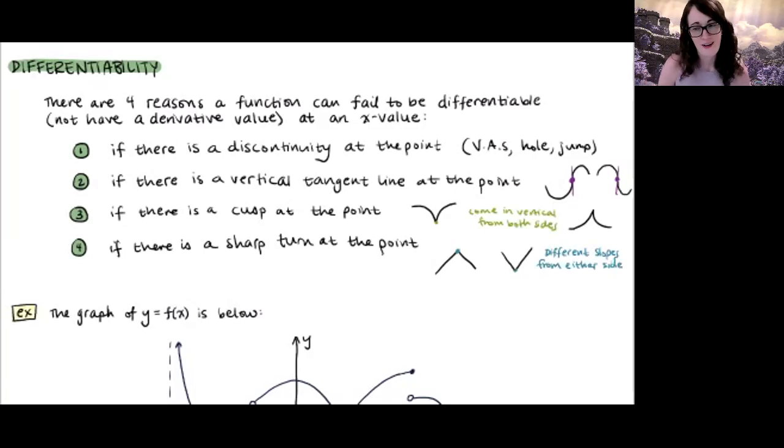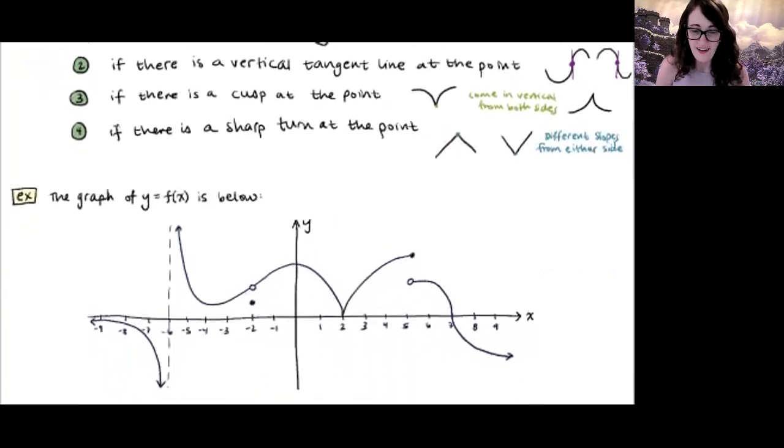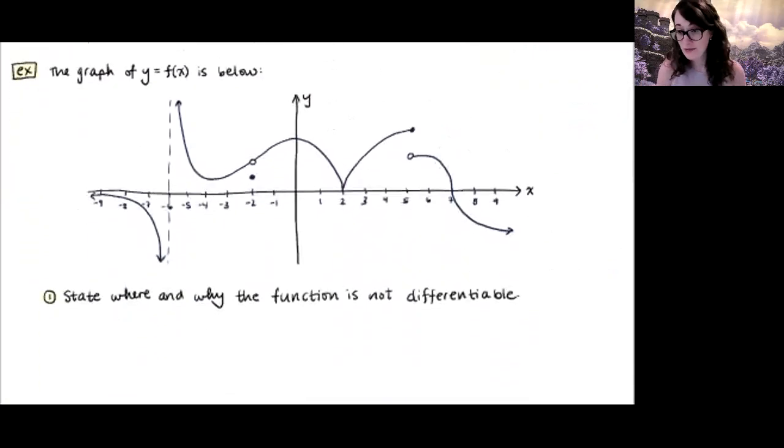Okay, so I've got a very interesting function here. We're going to find the points at which the graph of this is not differentiable, and state why. And then also look at some limits of the derivative from this graph. So pause this, copy down the graph, and then see if you can identify where this function is not differentiable.